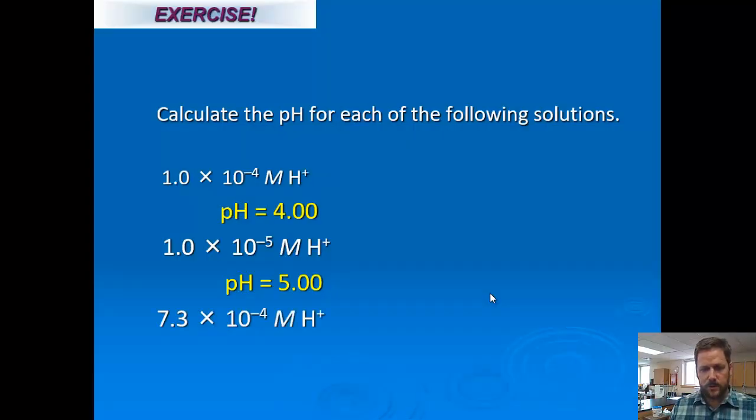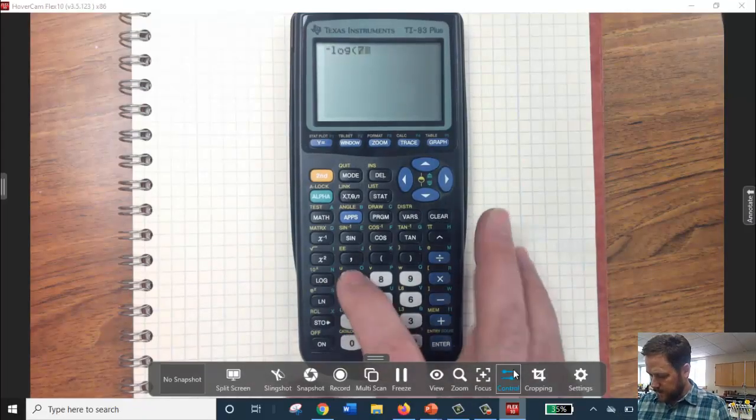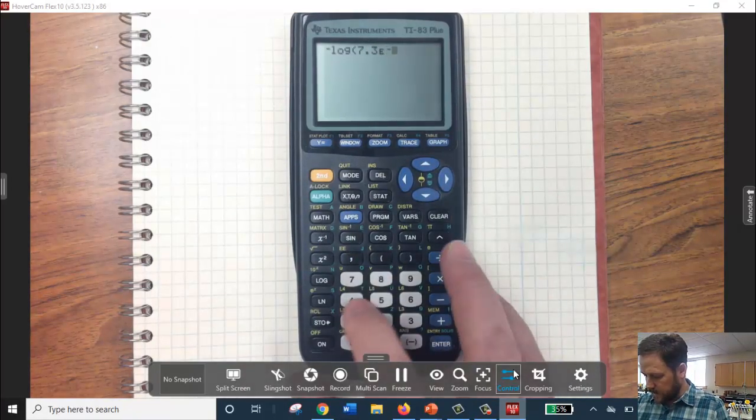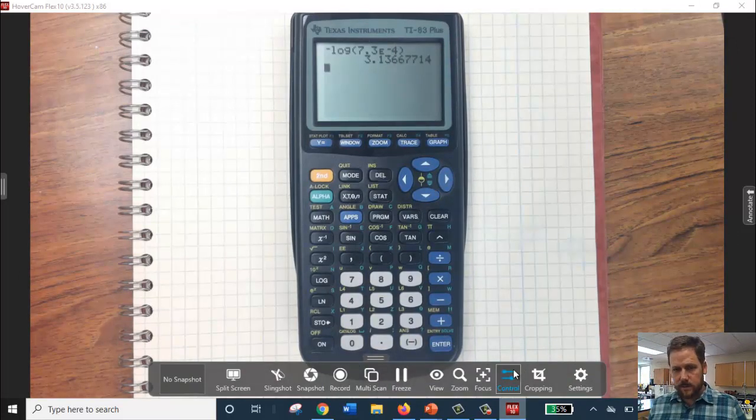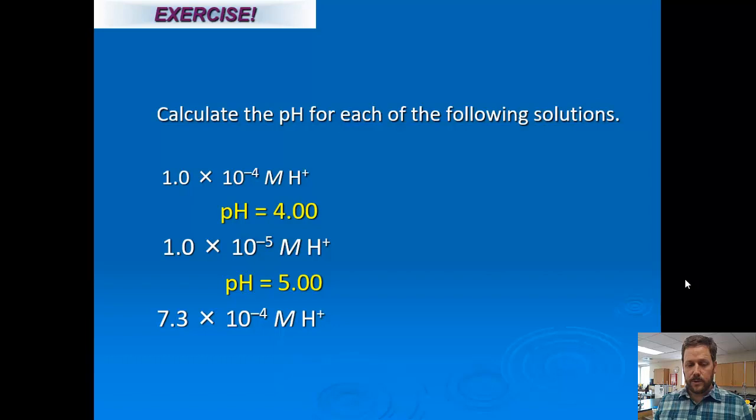How about the pH of the solution that's 7.3 times 10 to the negative 4th molar in hydronium? Can you guess whether this will be between 4 and 5, or less than 4, or greater than 5? Let's do the calculation. The negative log of that concentration, 7.3 times 10 to the negative fourth, is going to give me a number that's less than 4. And that should make sense. This solution is even more concentrated in hydronium than the first. And notice its pH is lower. A lower pH corresponds to a higher concentration in hydronium.